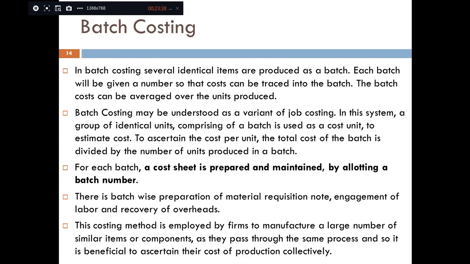The first is the specific costing method, the job order costing system. Now let us see the batch costing method. In batch costing, several identical items are produced as a batch, and each batch is given a number.